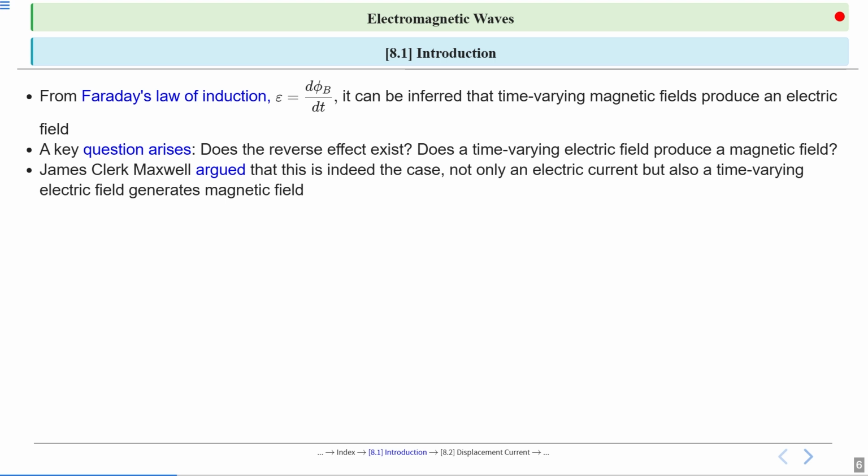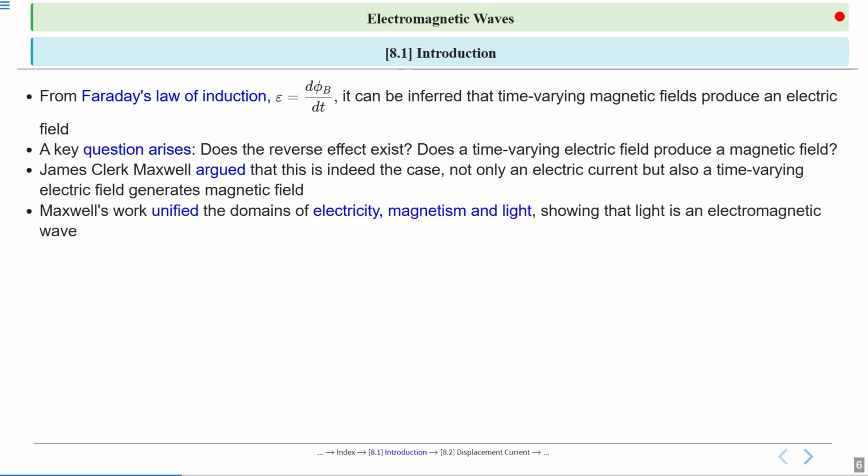Maxwell argued that this is indeed the case: not only electric current but also a time varying electric field generates the magnetic field. He indicated the notion that the reverse effect also exists. Maxwell's work unified the domains of electricity, magnetism, and light, showing that light is an electromagnetic wave. He unified all the laws of electricity and magnetism, and he proved that light is an electromagnetic wave.